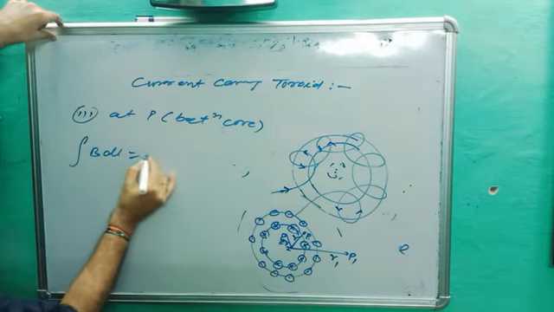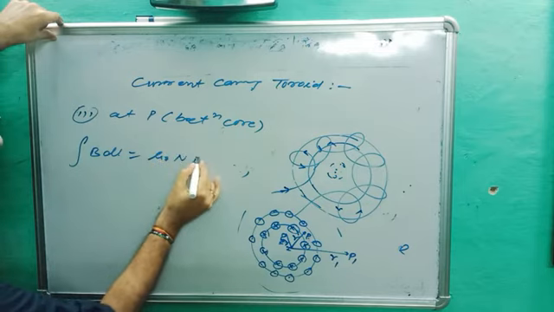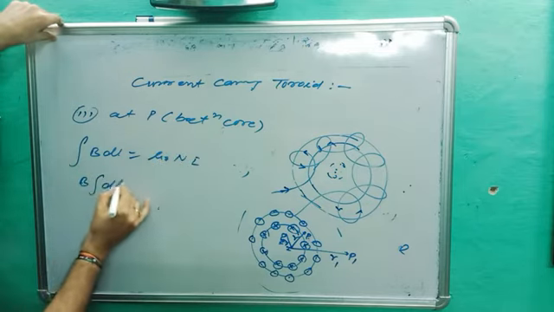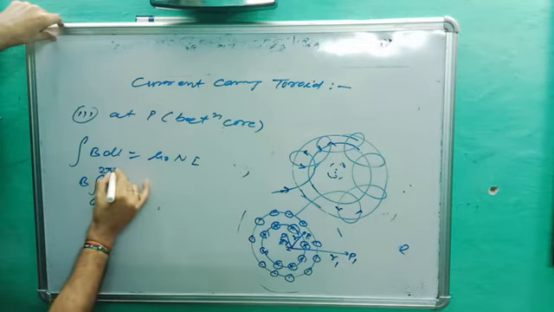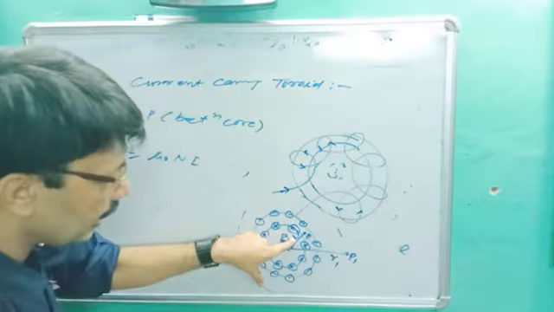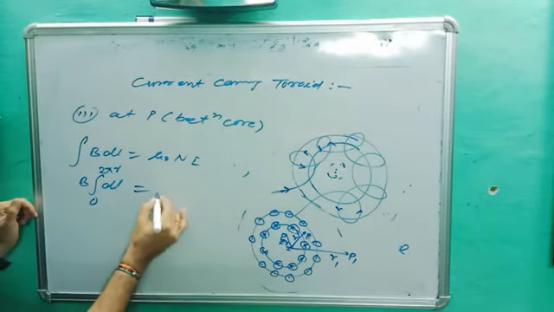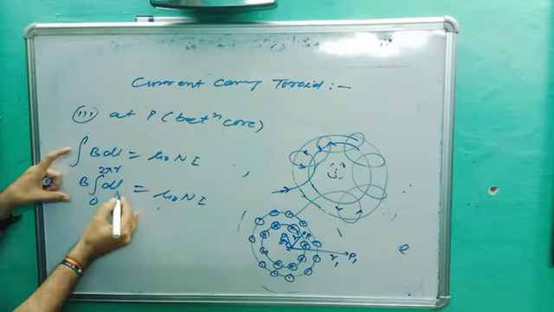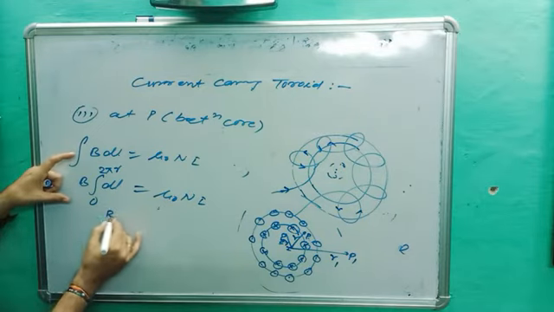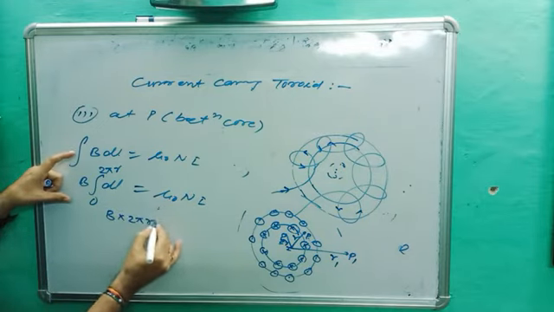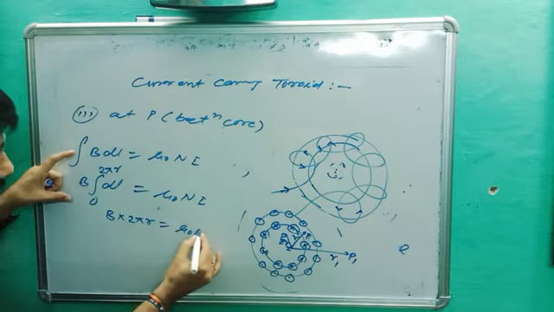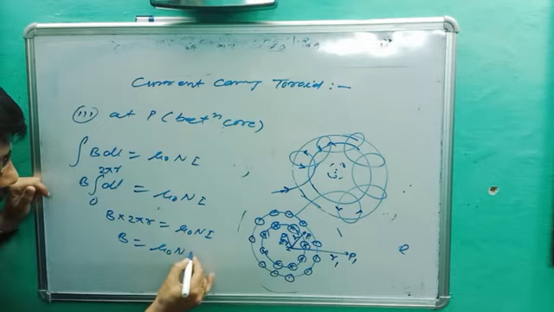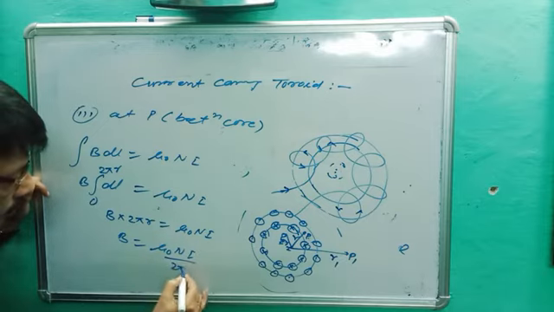B dot dl is equal to mu naught capital N I. B outside, our aim is B. Integration dl, with limit 0 to 2 pi r, radius we have taken here r, 0 to 2 pi r is equal to mu naught capital N I. And dl integration is L, higher limit is 2 pi r, so we get B into 2 pi r is equal to mu naught N I. So B is equal to mu naught N I upon 2 pi r.